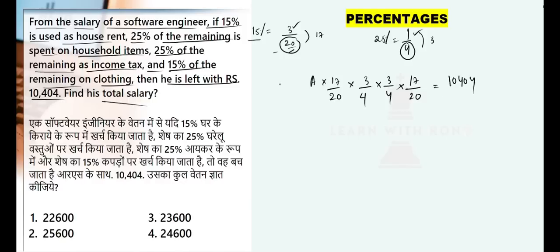Dash us to find his total salary means A value. See here, 3 3s are 9, so 9 11s are 99. You will be left with 550. 9 5s are 45. You will be left with 554 and 6 is 54.